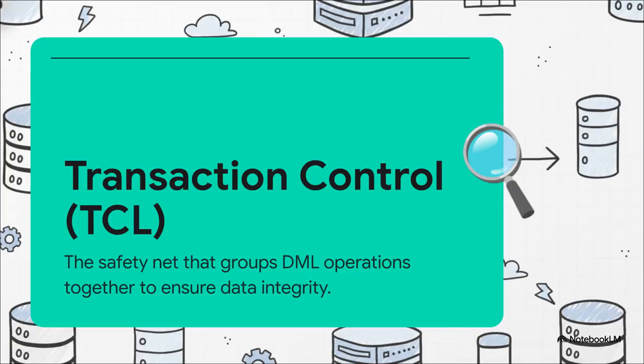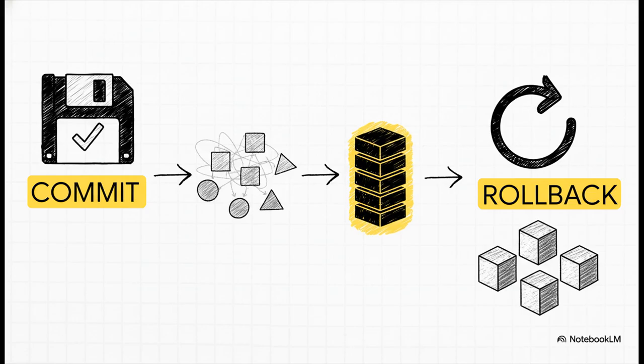So, how do we even get that undo button? Well, that's the job of our safety net, the Transaction Control Language, or TCL. It's really clever. It bundles a set of actions together into a single transaction. What that means is if any single part of the process fails, let's say a bank transfer gets halfway through and something goes wrong, the entire thing can be rolled back. This is absolutely essential for protecting the integrity of your data. And it really just boils down to two simple, super powerful commands: commit and rollback.